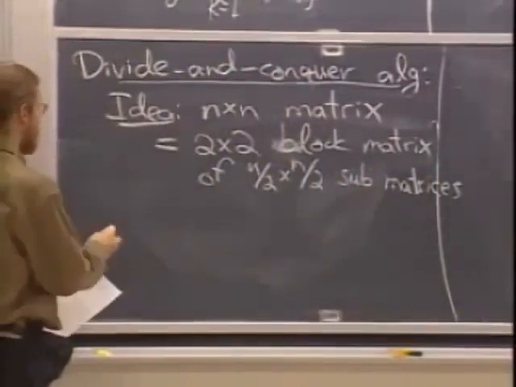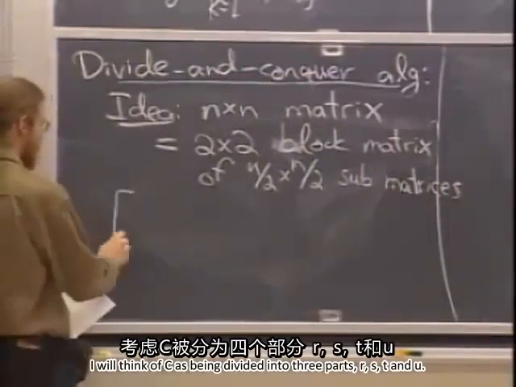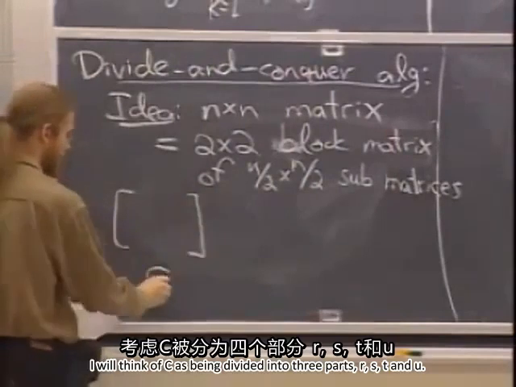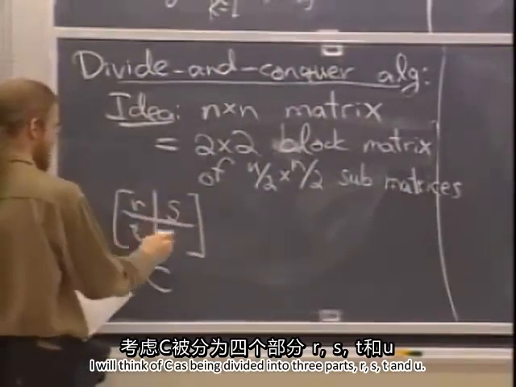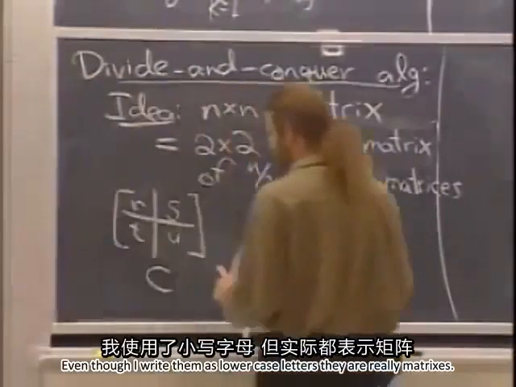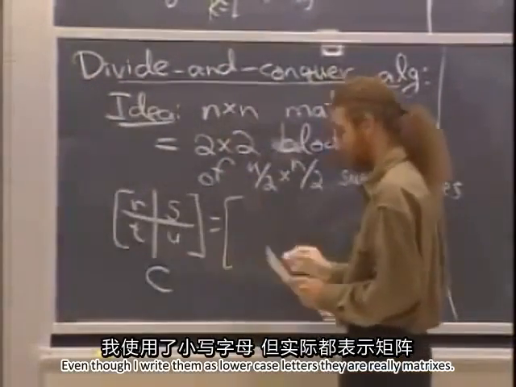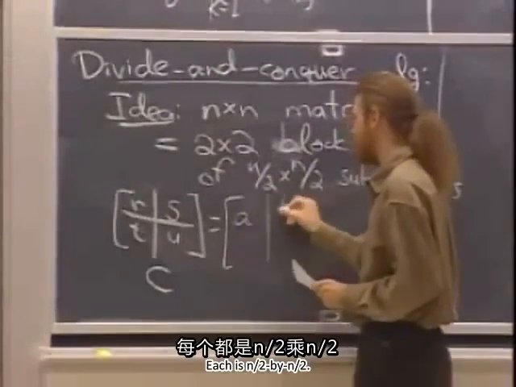So I'll think of C as being divided into 4 parts, r, s, t, and u. Even though I write them as lowercase letters, they're really matrices. Each is n over 2 by n over 2.